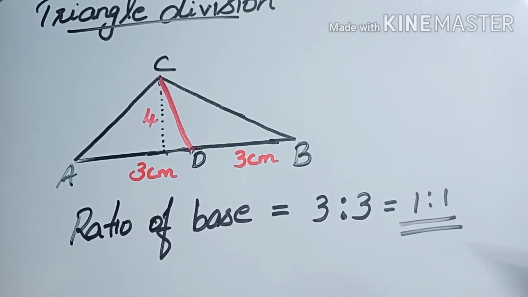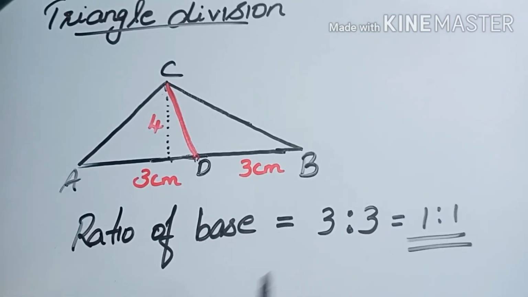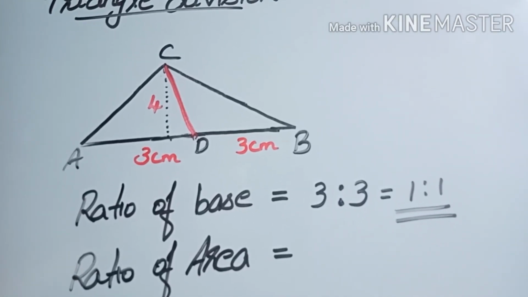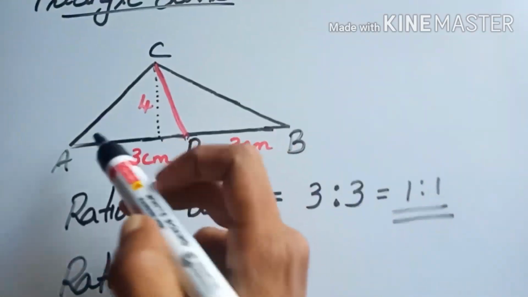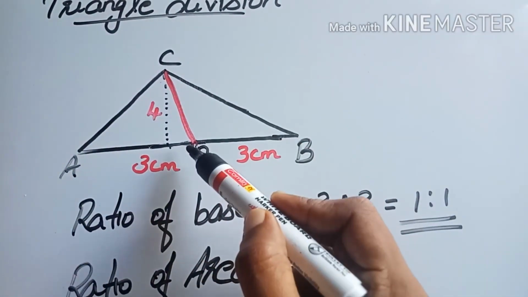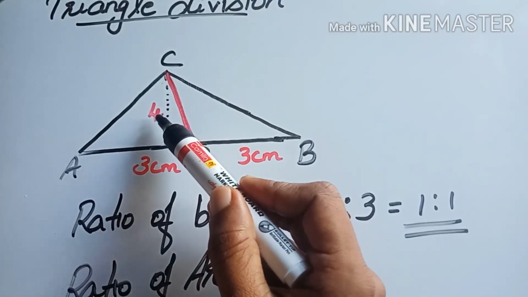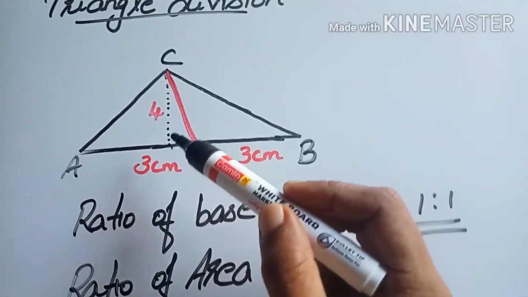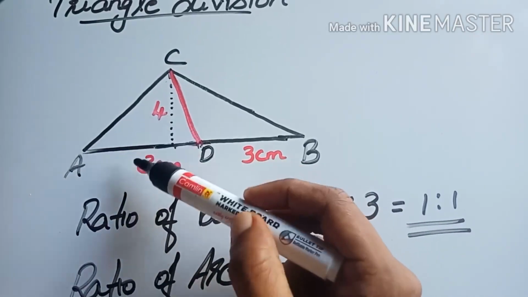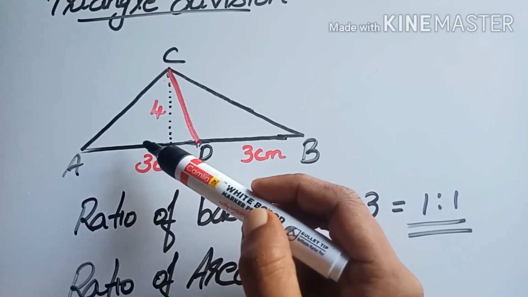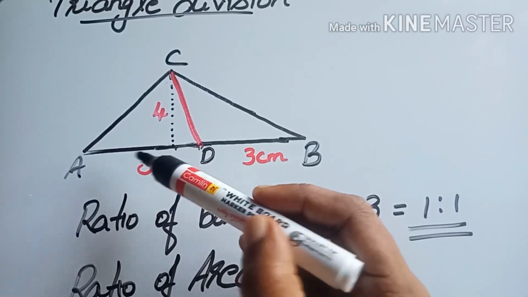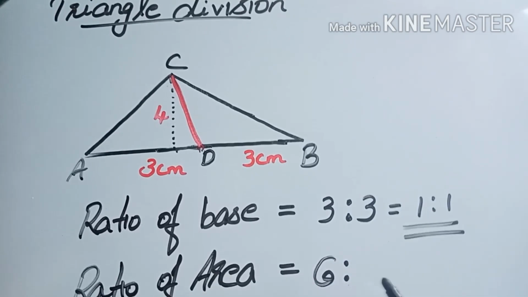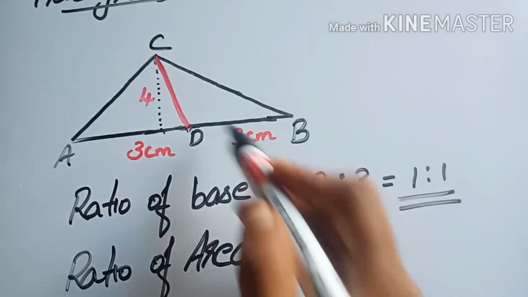Next we have to find the ratio of area. What is the equation for the area of a triangle? It is half into B into H. Here base is 3 centimeter and height is 4 centimeter. So B into H is 4 into 3, so 4 3s are 12. Then it's half, so 12 by 2. The answer is 6. So for the first triangle, area is 6 centimeter.